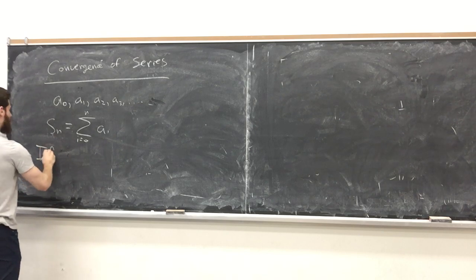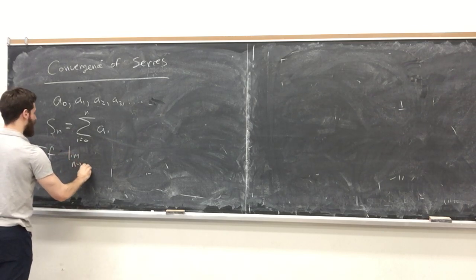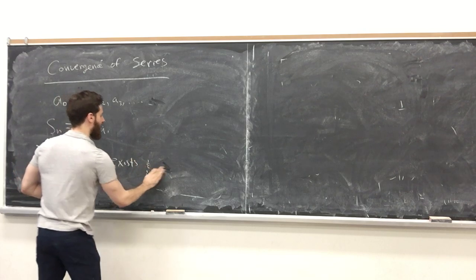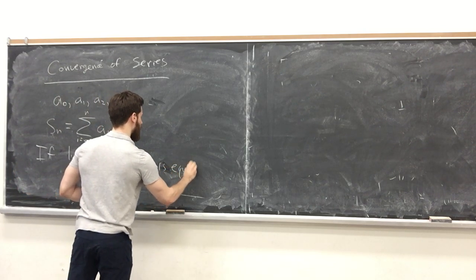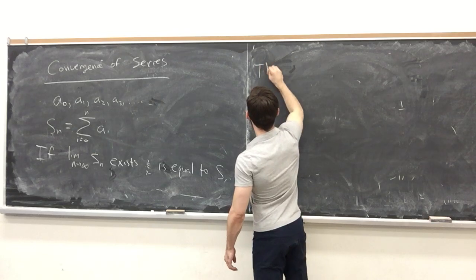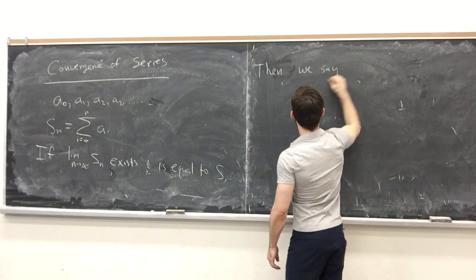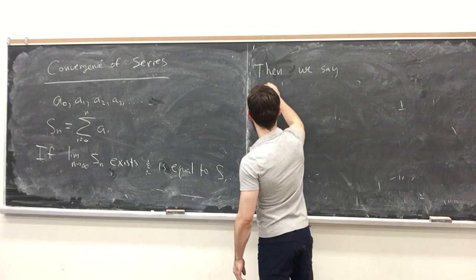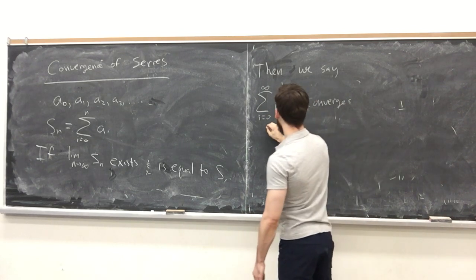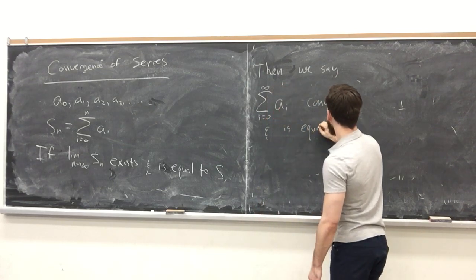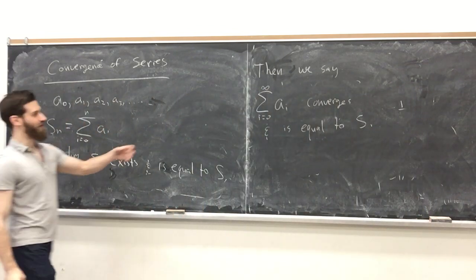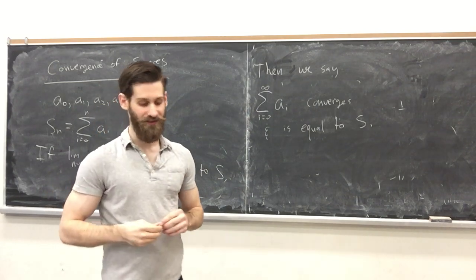Now, if the limit of the partial sums S_n exists and let's say is equal to S, then we say that the infinite sum, the sum from i goes 0 to infinity of a_i, converges and is equal to S. If this limit, on the other hand, does not exist, then we say that the infinite sum diverges.